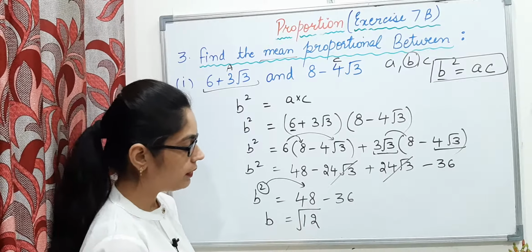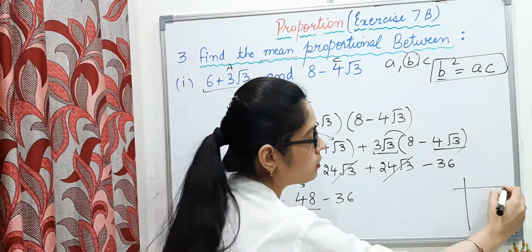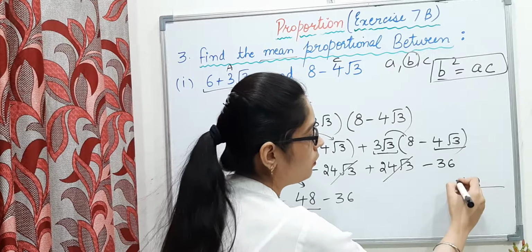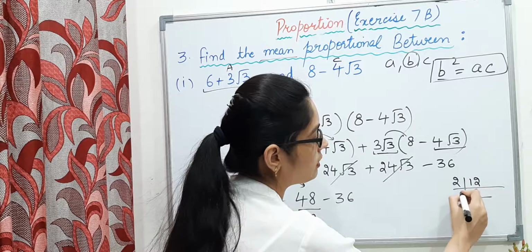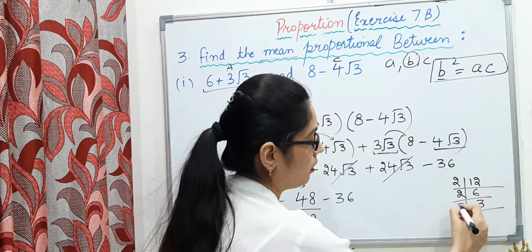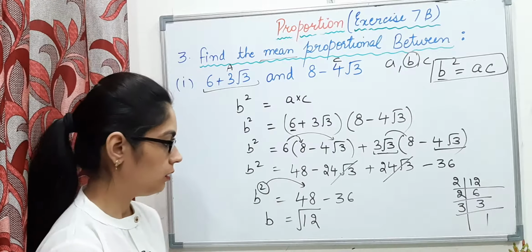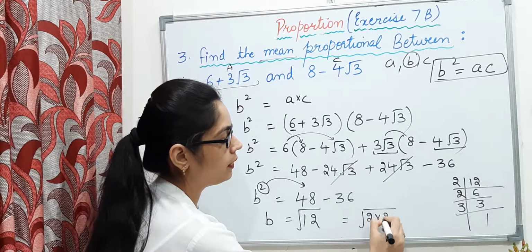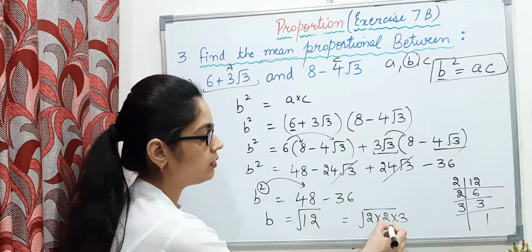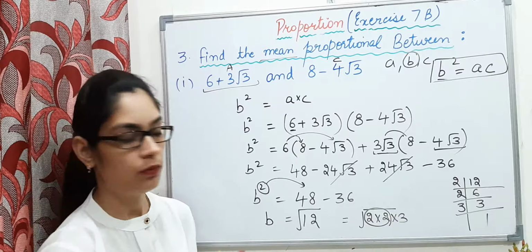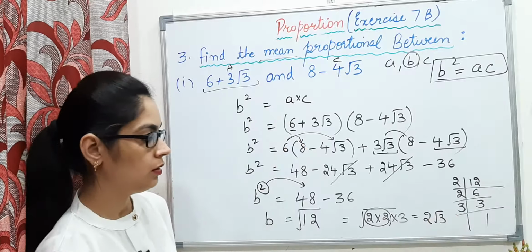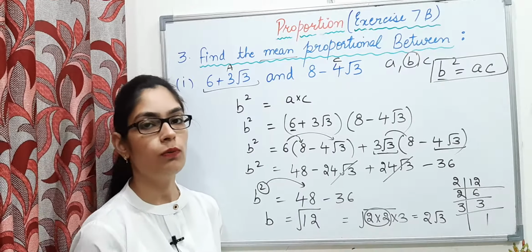Now we can solve it. Square root of 12: 12 is not a perfect square, so we can just make the factors. 2 into 6 is 12, 2 into 3 is 6, and 3 into 1. So 12 we can write as 2 into 2 into 3. So these 2's we can write outside and root 3 inside. So b is equal to 2 root 3.